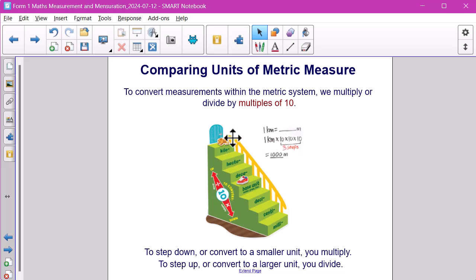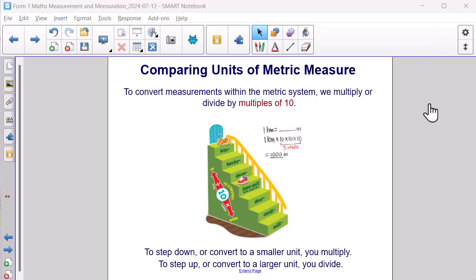So in this example, we're starting off with 1 kilometer, and we're figuring out how many meters that is. So we're starting way up high at the top of the steps, and we're going down 1, 2, 3 steps to get to the base unit meter. So we need to multiply by 10 3 times: times 10, times 10, times 10. So if we multiply 1 by 10 3 times, we end up with 1,000. Therefore, 1 kilometer is 1,000 meters.